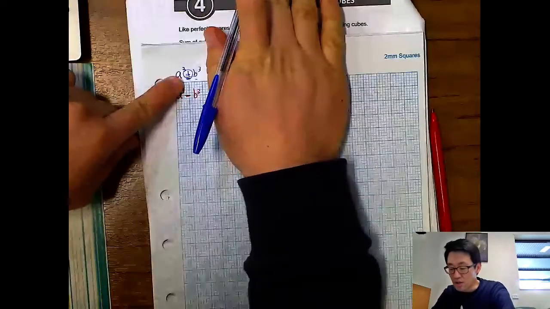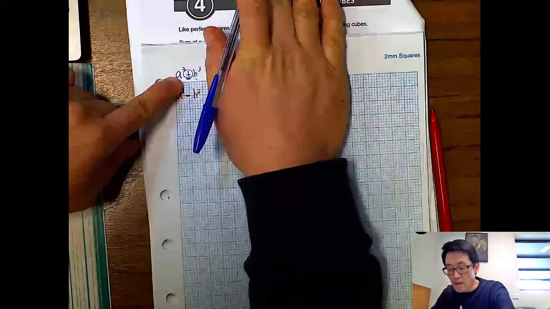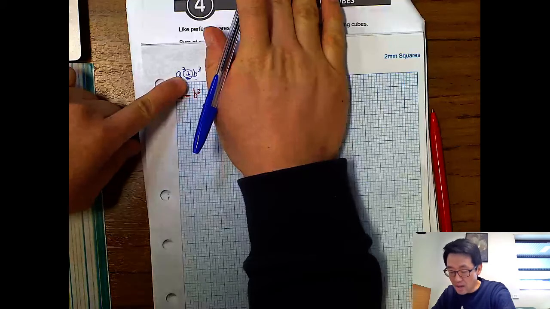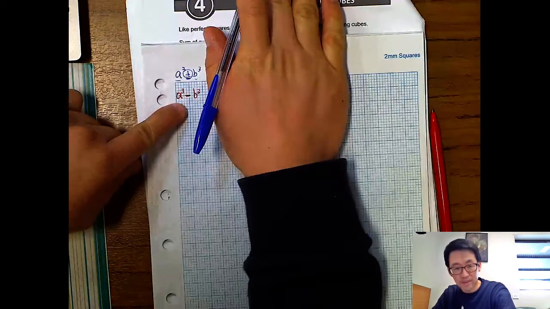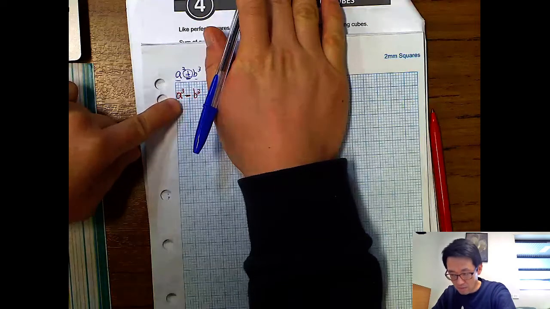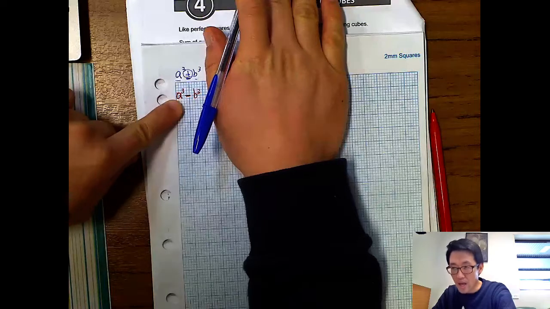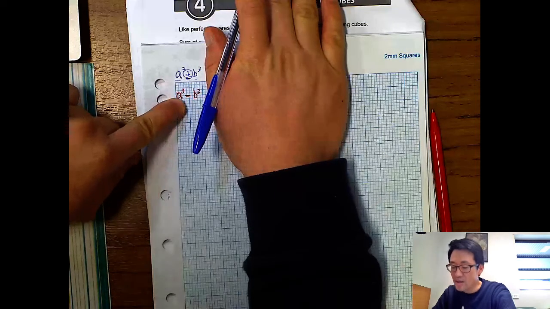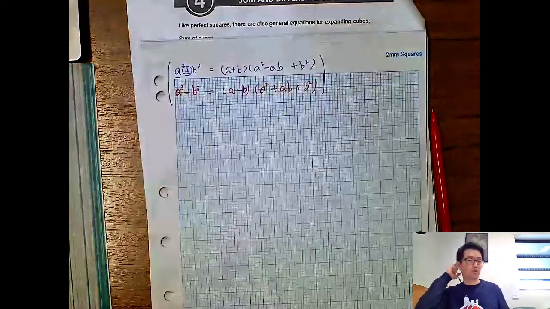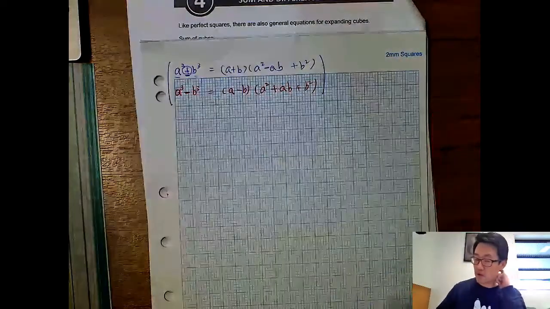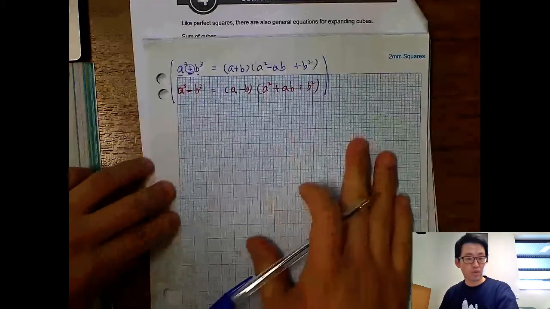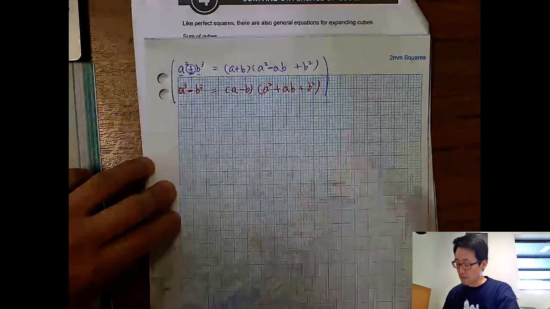So the first one, let's do it together. Speak out: a plus b, yes, and then a squared minus ab plus b squared. The next one, let's do it together: a minus b, yep, a squared plus ab plus b squared. Sounds good? You should be able to remember this. You use it quite a bit. Maybe write down one more in your exercise book, just to check you remember.